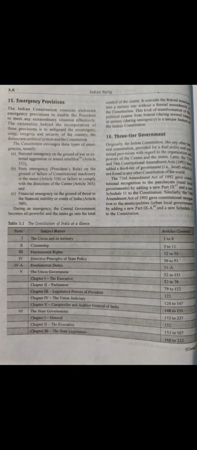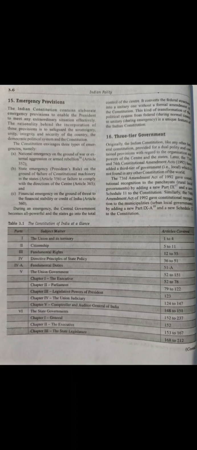It converts the federal structure into a unitary one without a formal amendment of the constitution. This kind of transformation of the political system from federal during normal times to unitary during the emergency is a unique feature of the Indian constitution.